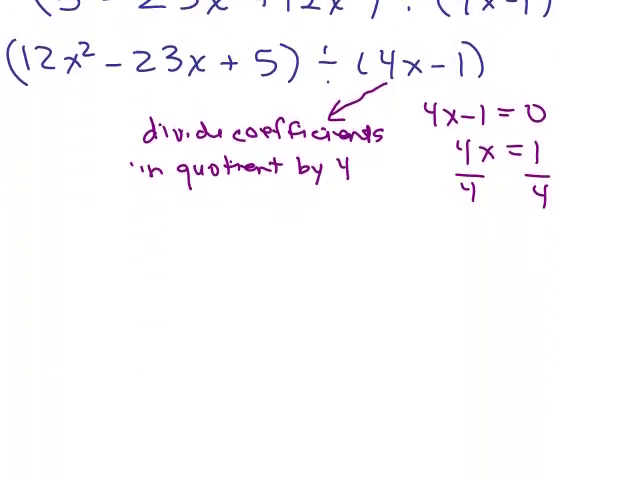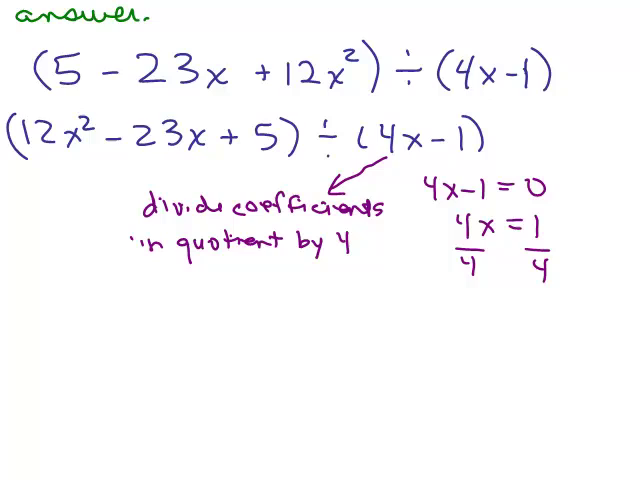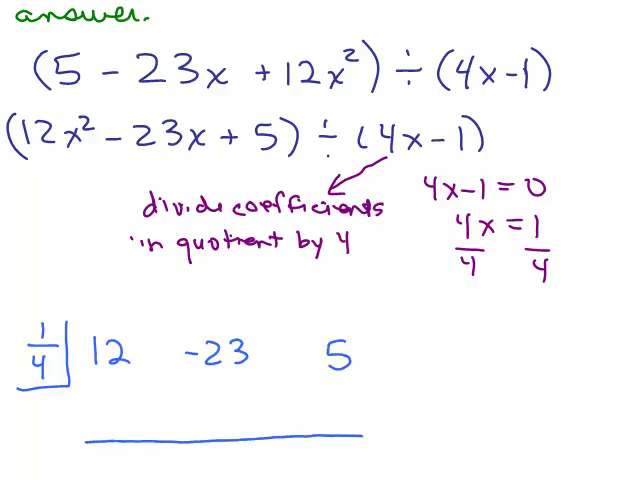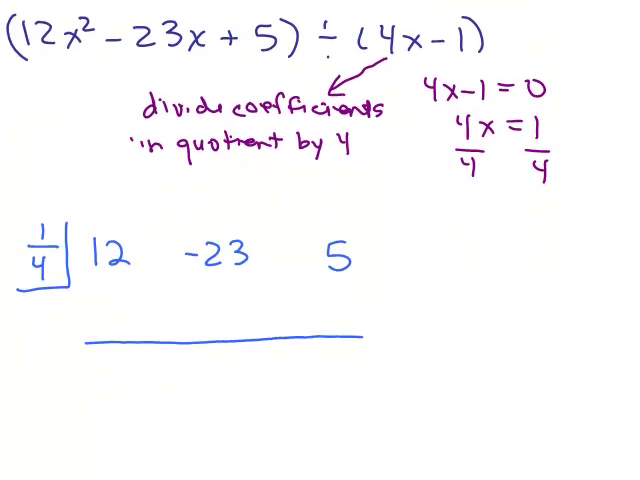Okay, so let's try this problem. We're going to have 1/4 in the little box. We've got to put these coefficients in order: 12, negative 23, and 5. All right, so how do we start? You bring down the first term, which is 12. Hey, by the way, try this on your own without me first. All right, so then we do 12 times 1/4. Well, what's 1/4 of 12? Can you do that in your head? That's plus 3.